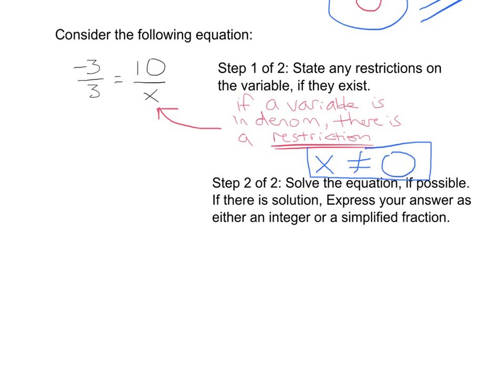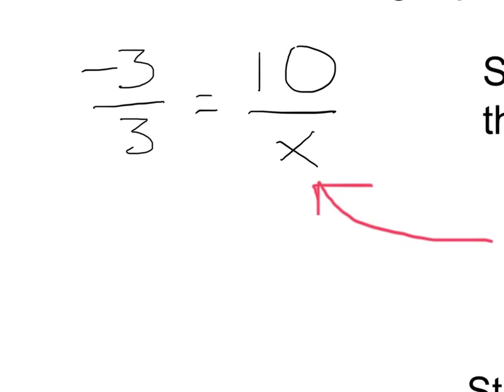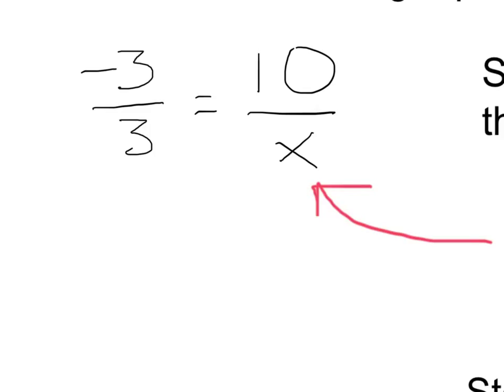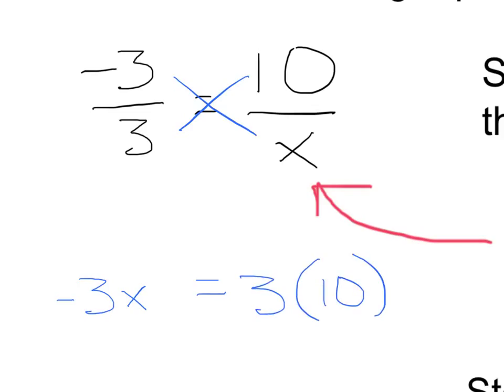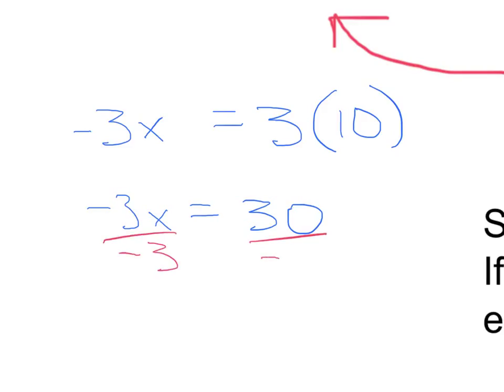Next up, we want to go ahead and solve this. And I'll zoom in here. So we do have a proportion, one fraction equal to another fraction. So you might remember we can cross multiply. So negative 3 times x is equal to 3 times 10. So negative 3x equals 30, and we want to get that x by itself, so we need to divide by negative 3, and x equals negative 10.